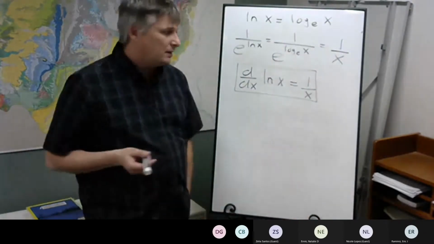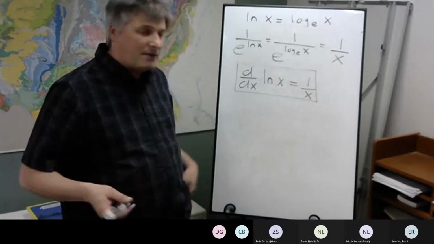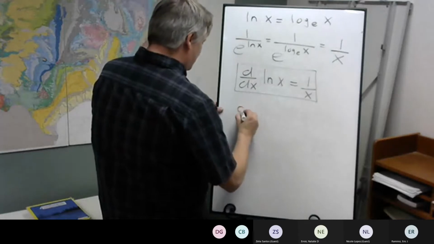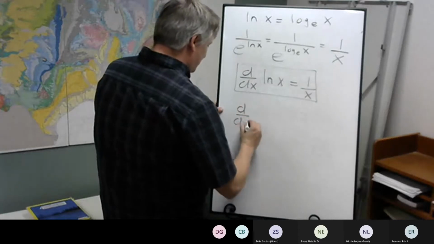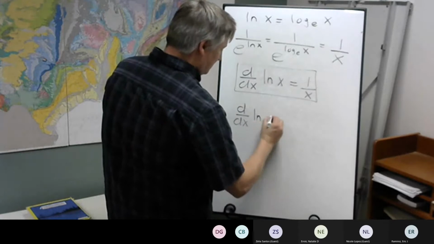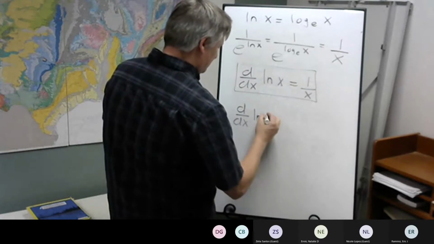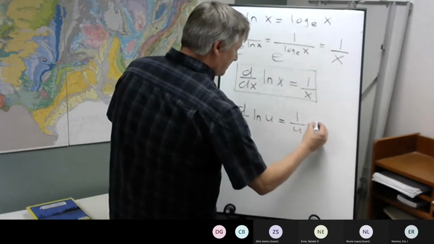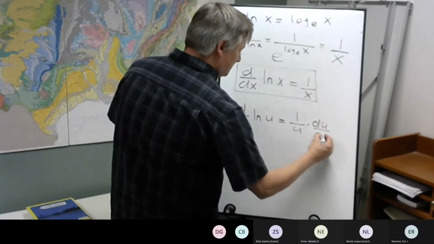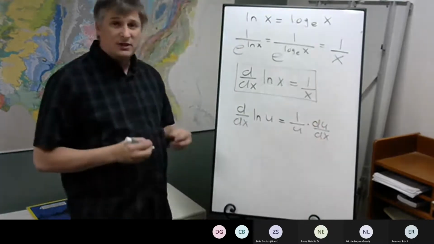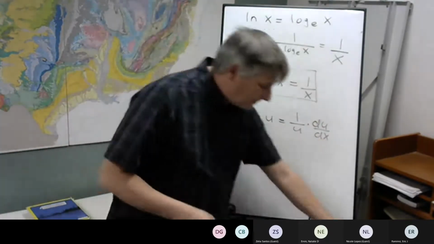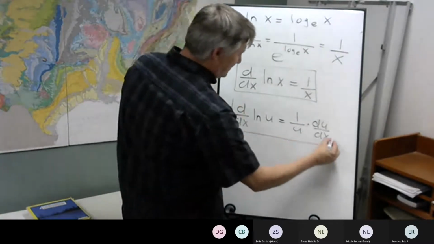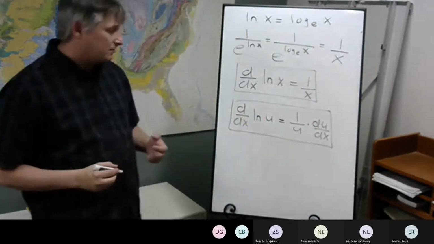Now, what you're going to start seeing, and if you haven't seen it already, you have this expressed in terms of u. So what we'll oftentimes see is d dx of the natural log of u is equal to 1 over u times du dx. You'll see it written like this in terms of the chain rule. And this is just to emphasize the significance of the chain rule.